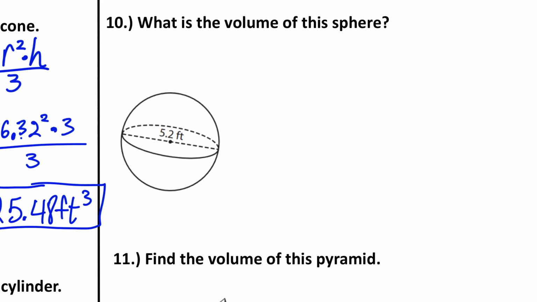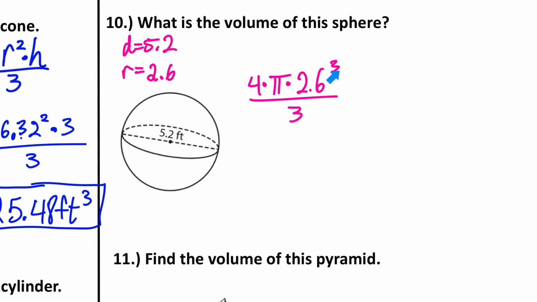All right, volume of this sphere, so 4 times pi times... okay, on this one the diameter is 5.2, how long is the radius? 2.6, so pi times 2.6 cubed divided by 3. So pay attention for that. On this volume of a sphere, this is a cube right here. So 4 times pi times 2.6 cubed divided by 3. Which is what?